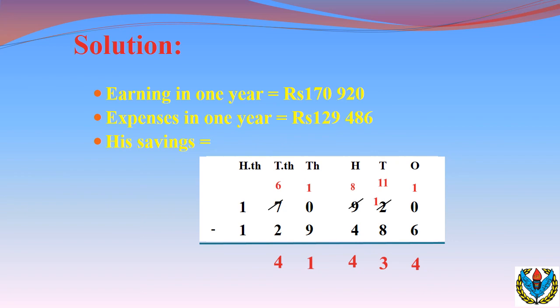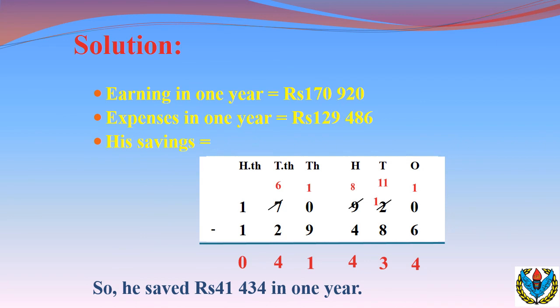Next we move finally to the last column, that is 100,000s column. The digits are 1 and 1. So 1 minus 1 is equal to 0, which will be written in 100,000s column. And this is the final result. That is, the shopkeeper saved rupees 41,434 in 1 year.